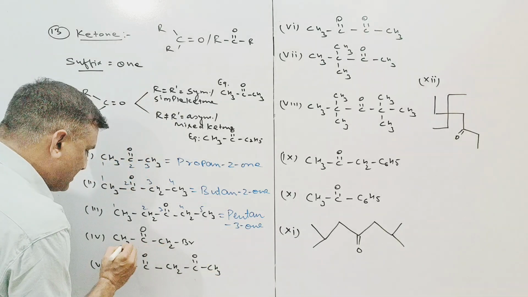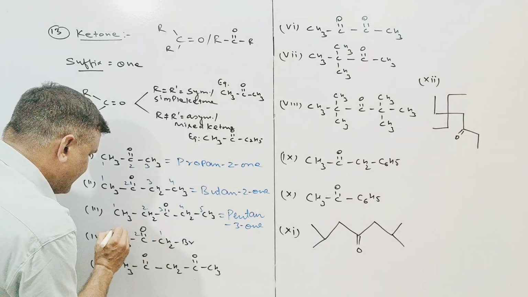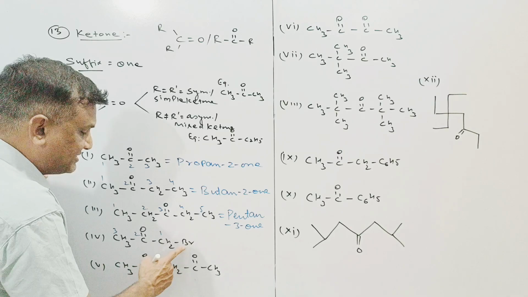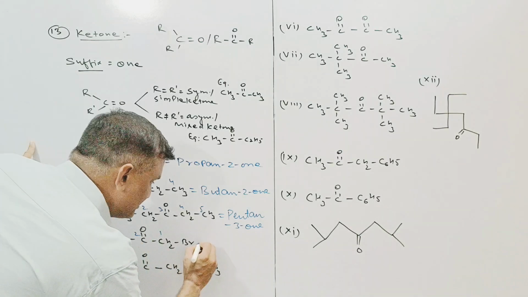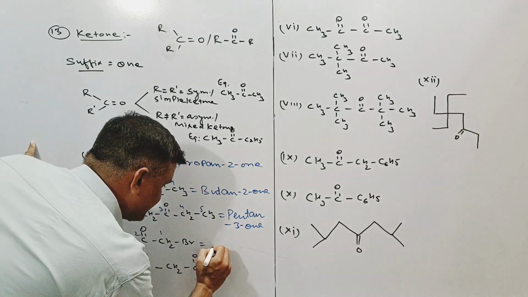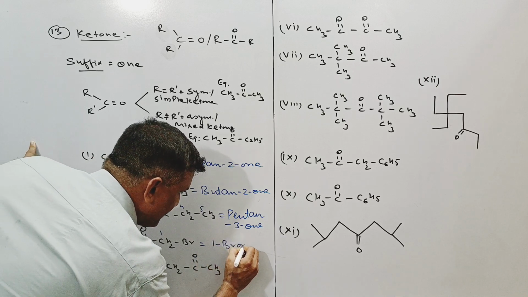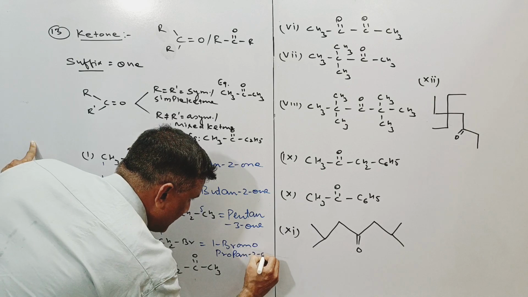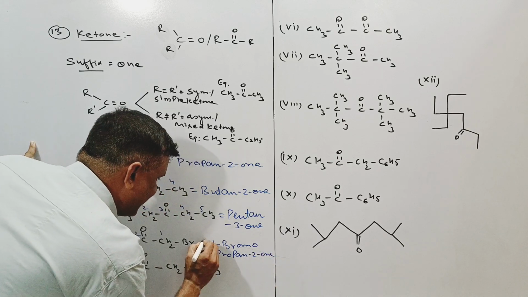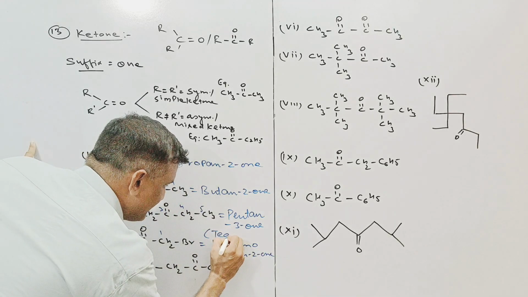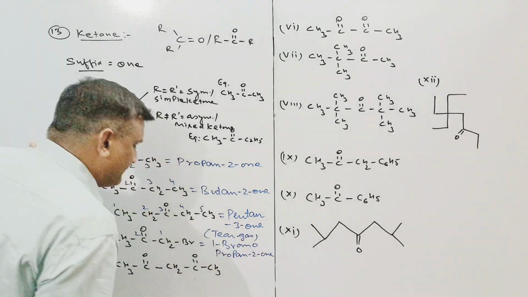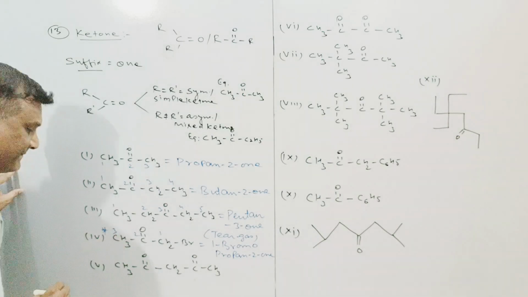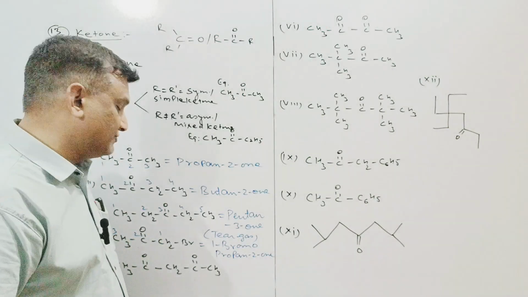For this we will count the chain from this side because the functional group is at number 2 from both left and right, but the substituent is present at the number 1 position. So it is also called 1-bromopropan-2-one. It is also known as tear gas. If we go with the common name of tear gas, it is also called bromoacetone.